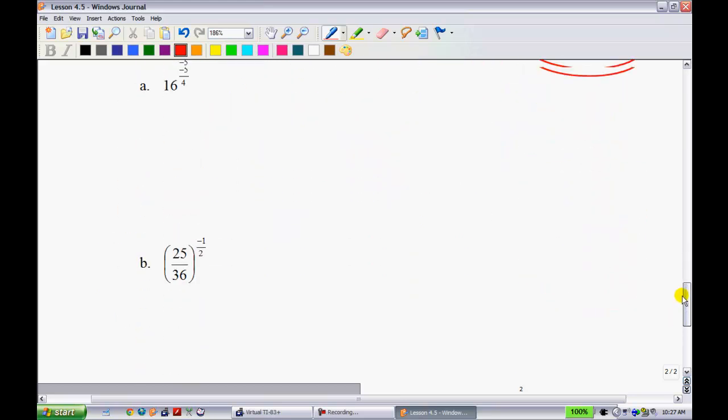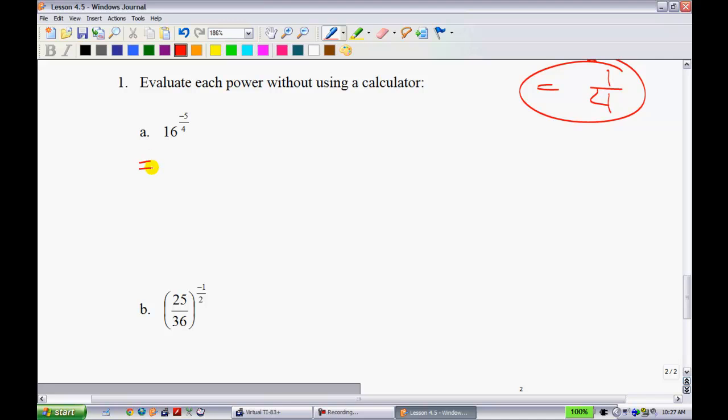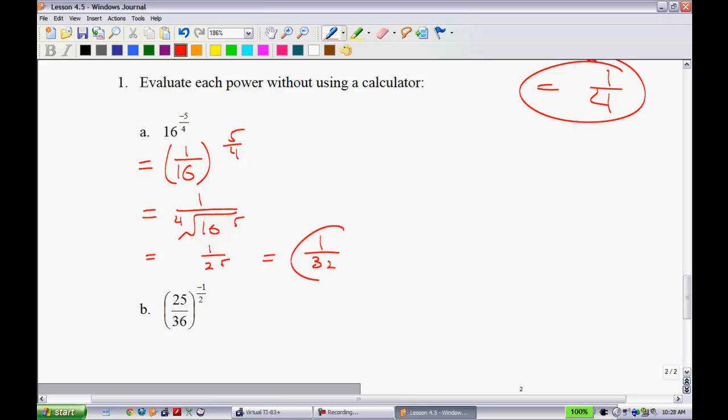All right, so that's what we're going to practice here. You guys might want to try these on your own. They're kind of fun. 16 to the power of negative 5/4. Always, always, always get rid of the negative exponent. So it becomes 1 over 16 to the power of 5/4. Now we're going to write as a radical. 16 is our base. The 4 comes out in front. The 5 goes here. The 4th root of 16 is 2, so now we have 1 over 2 to the power of 5. And 2 to the power of 5 is simply 32.